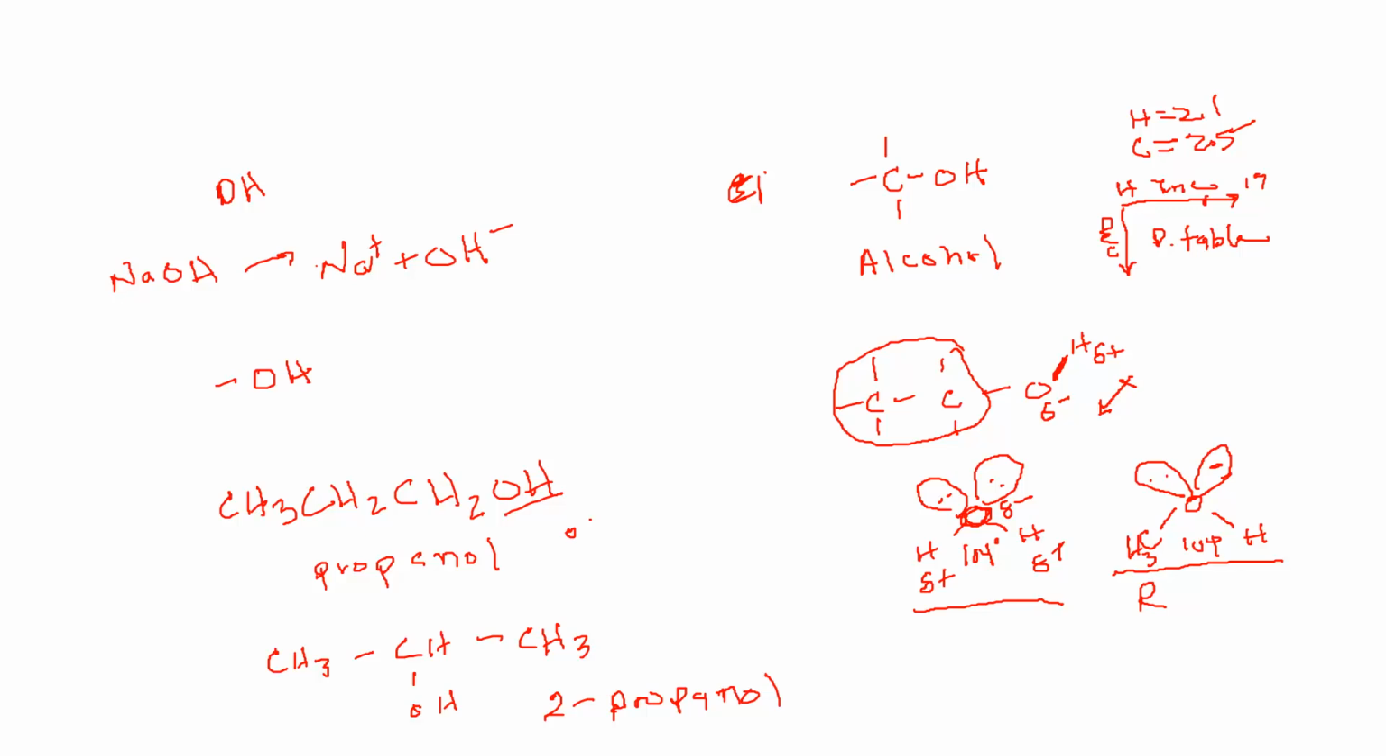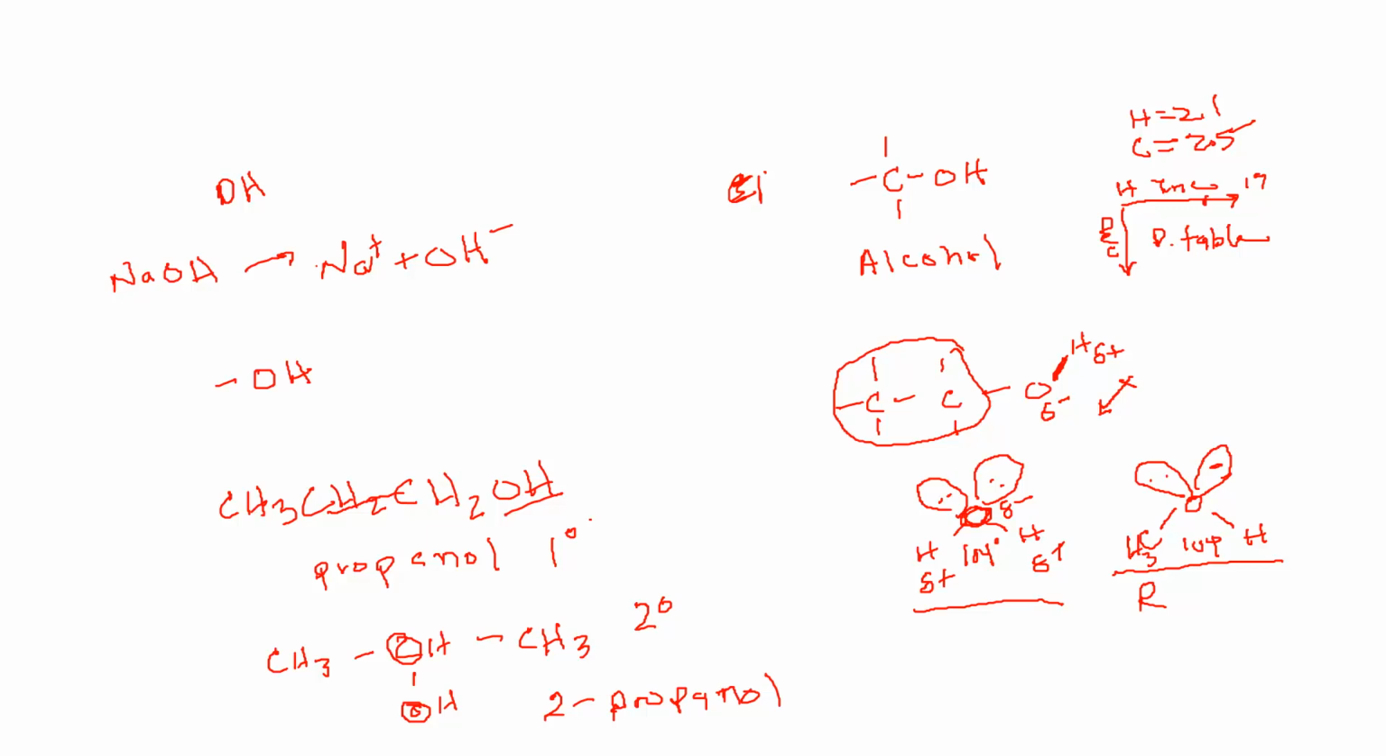Because this carbon is attached to only one other carbon. All right. In the second alcohol, this carbon that is attached to the hydroxyl group is attached to 2 other carbons. So this would be a secondary alcohol.